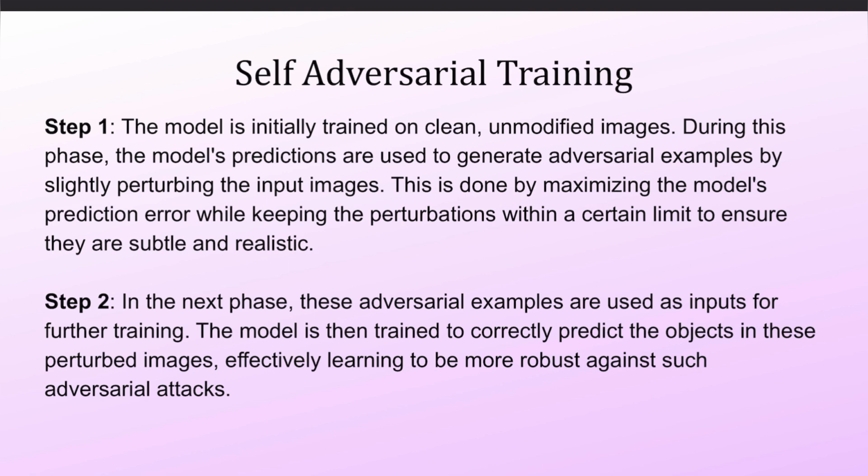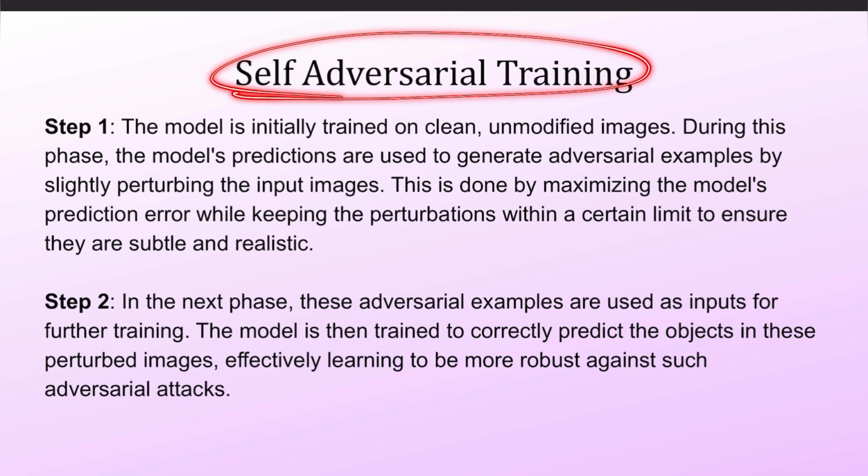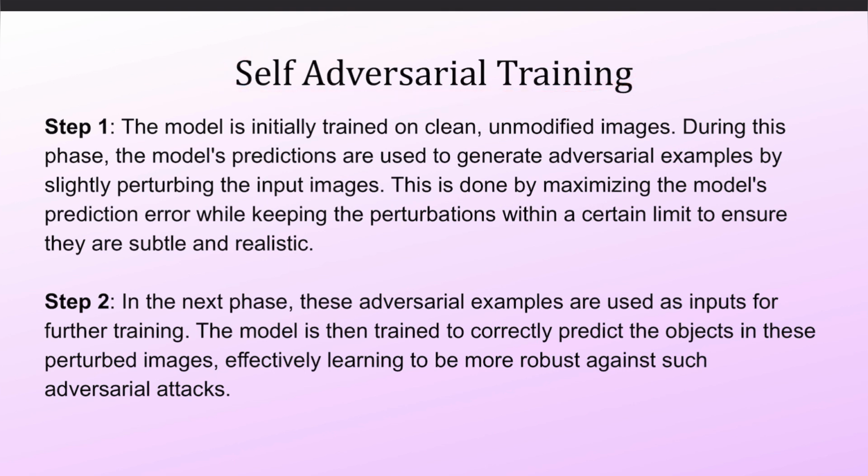Now what happens when you make these modifications to the image? In the next phase, you take these modified examples as inputs for the training. Now the model is trained to correctly predict the object even though the images are modified. So then the model will be robust against adversarial attacks. So this is self-adversarial training. It's a very simple concept. One additional step you are doing.